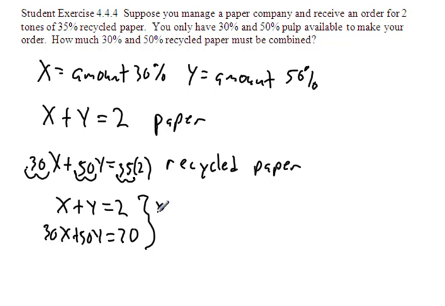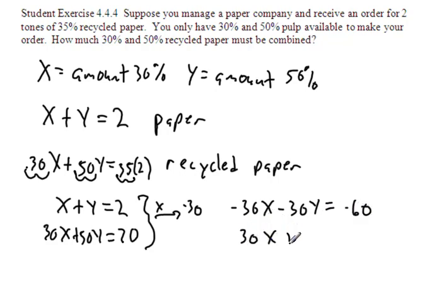Now I'm going to use the elimination technique by multiplying that first equation by negative 30. That will allow me to cancel off with 30x. So negative 30x, negative 30y will be equal to negative 60. Copy down our second equation, 30x plus 50y, that'll be equal to 70. Add the two results now, and there's our elimination.